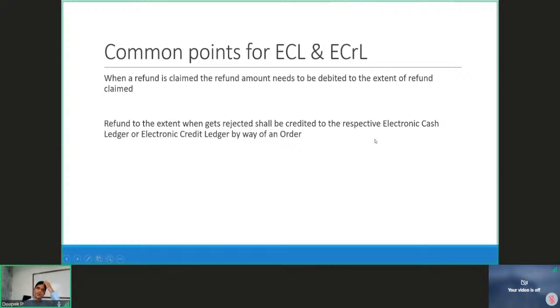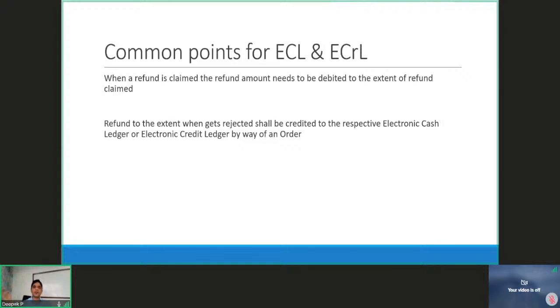I have claimed a refund of 1 lakh rupees. So once I claim the refund, I will debit 1 lakh rupees. Now this is not there in my electronic credit ledger for utilization. That much is gone. Now when I go to the refund authorities, he says, okay, I'll give you the full refund. So nothing to be done now. If 100 credit was claimed, that much cash he gave me in my bank account. But if he says, no, out of that 100, 80 is what I will give you, 20 is rejected.